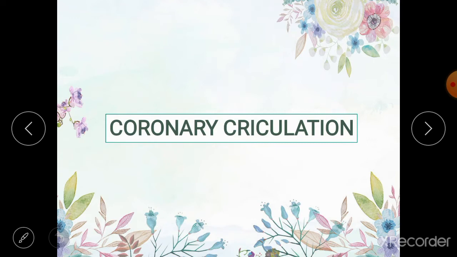There are two types of coronary arteries: the left coronary artery, which supplies the anterior and the lateral portions of the heart, while the right coronary artery supplies the right ventricle and the posterior part of the left ventricle. As you are already aware of the blood supply and the venous drainage of the heart, we will not go into these anatomical details. Let us start with the physiology of coronary circulation.